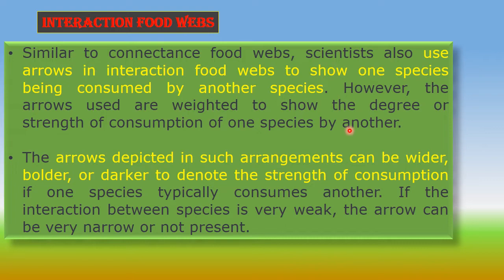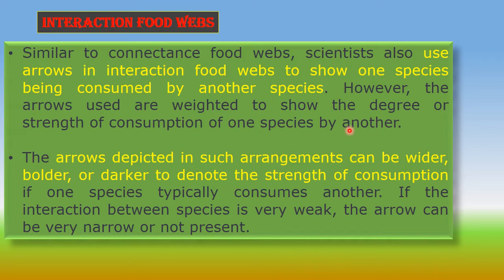Interaction food webs. This is the second type of food web, known as interaction food webs. These interaction food webs are similar to connectance food webs. Here, scientists also use arrows in the interaction food webs to show one species being consumed by another species. However, the arrows used are weighted to show the degree or strength of consumption of one species by another species.